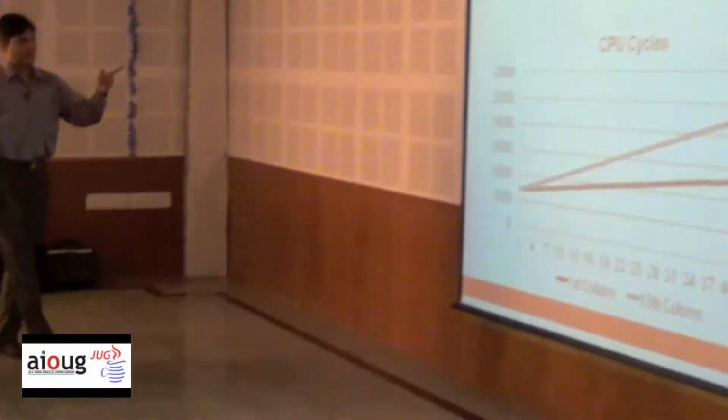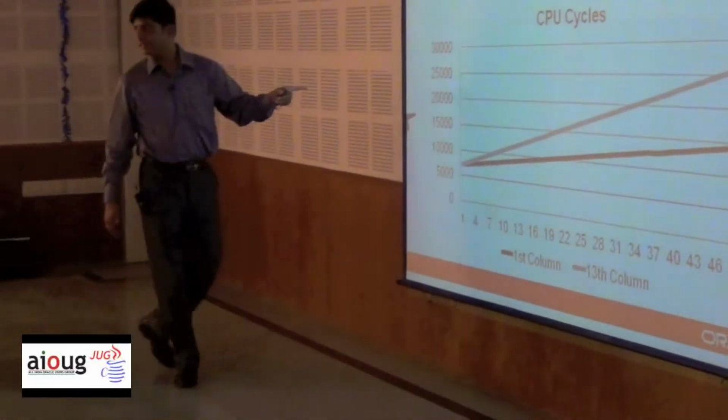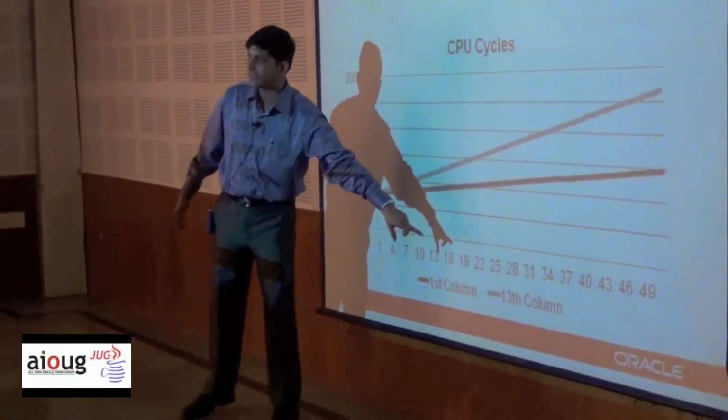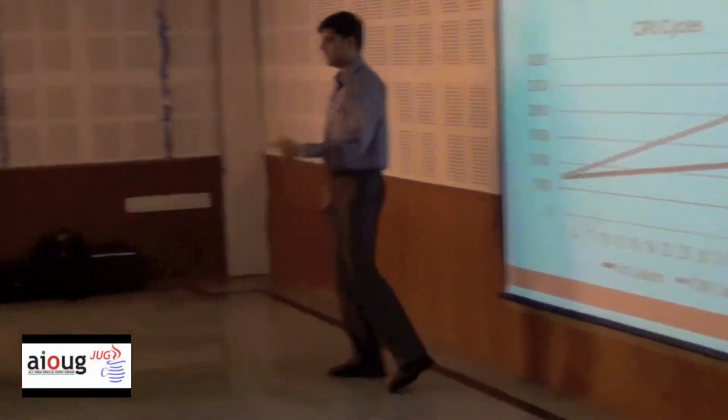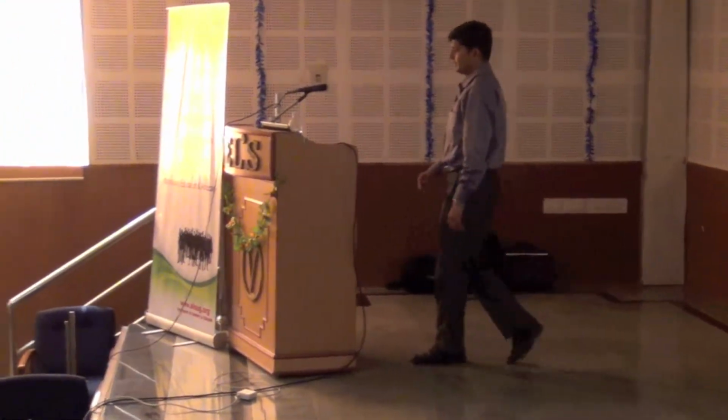In this example, when I plotted this graph, it was in Oracle 10G. So in Oracle 10G, I had only 13 columns in all objects. So this is the reason it is for the 13th column, but in 11G we had 2 additional columns in all objects.